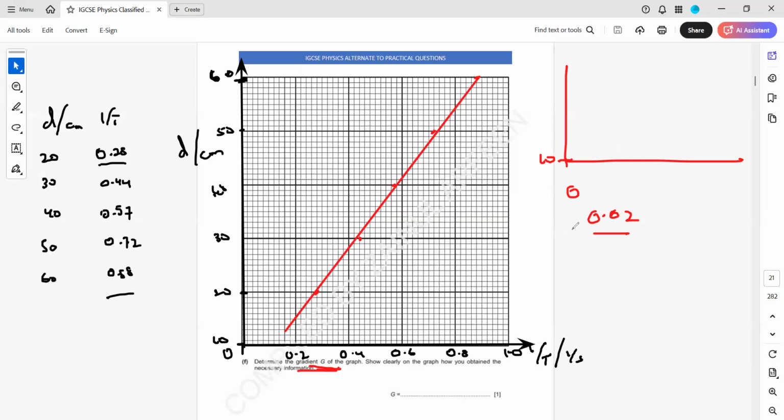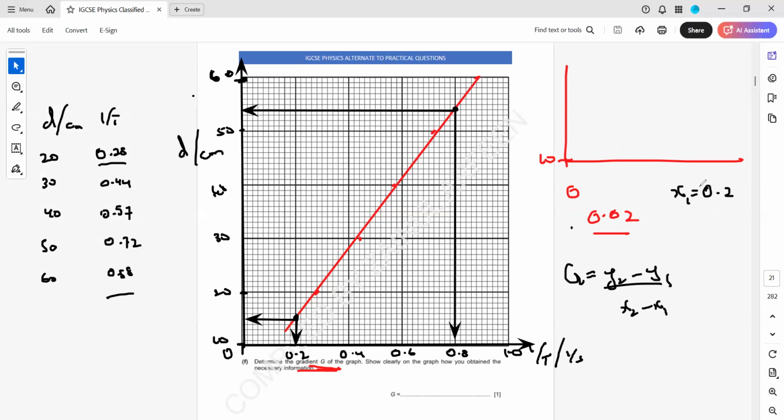Then you know how to find the gradient? Yeah. How to find the gradient? The gradient is y2 minus y1 over x2 minus x1. You take 2 points on the line, anywhere you can take. Try to make a 5 centimeter or more distance between the 2 points. The first point on the x-axis will be x1, the first point on the y-axis will be y1. The second point on the x-axis will be x2, and the second point on the y-axis will be y2. In this case, x1 is 0.2.